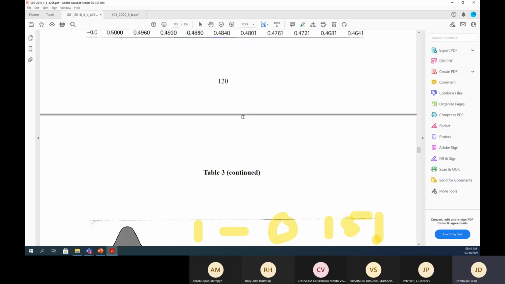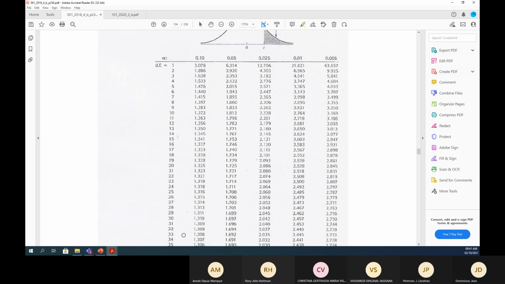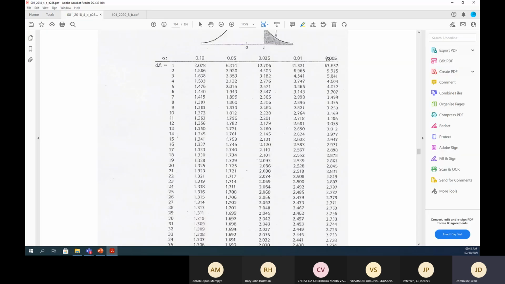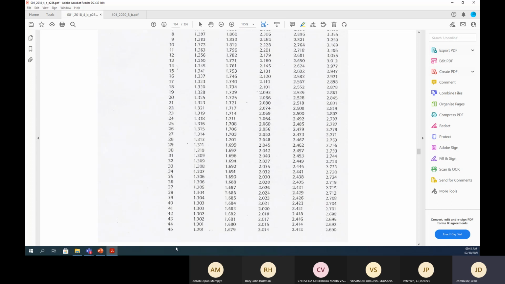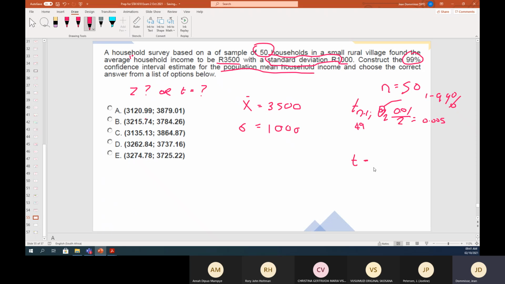Okay, so let's see where the t table is. 0,01 divided by 2 is 0,005. Okay, let's see 0,005. We said T49. There better be a T49. Okay, so I get the 2,68.